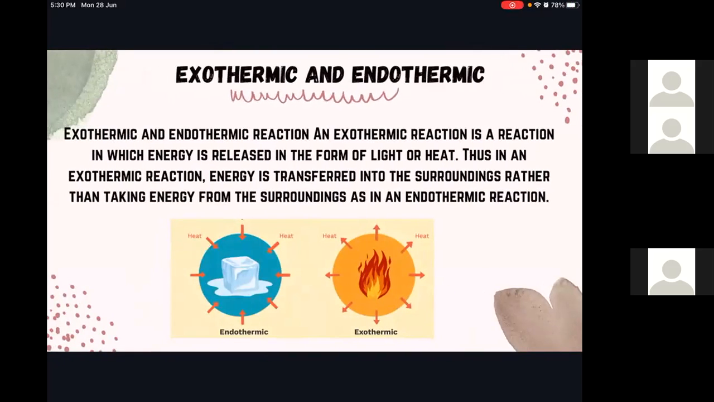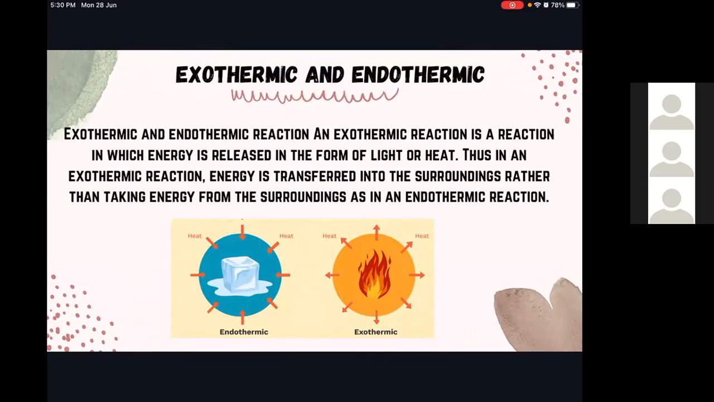Exothermic and endothermic reaction. An exothermic reaction is a reaction in which energy is released in the form of light or heat. Thus, in an exothermic reaction, energy is transferred into the surroundings rather than taking energy from the surroundings as in an endothermic reaction. Yes, so here also she has explained by taking this picture.